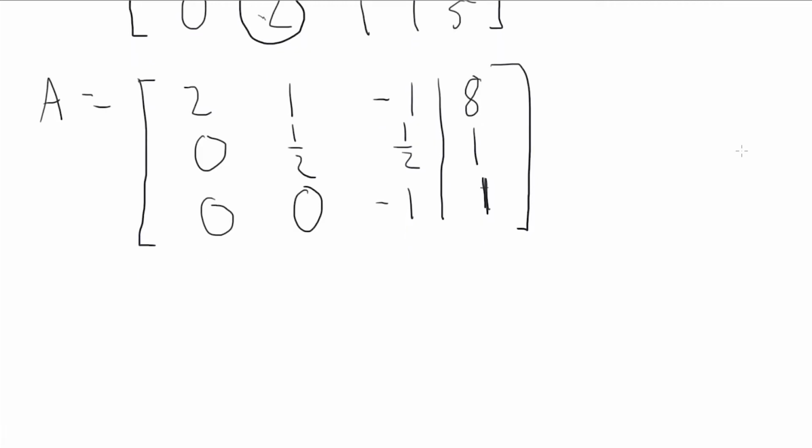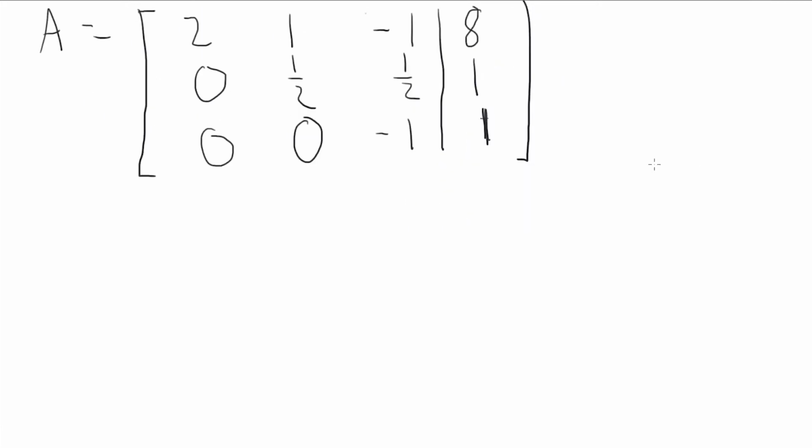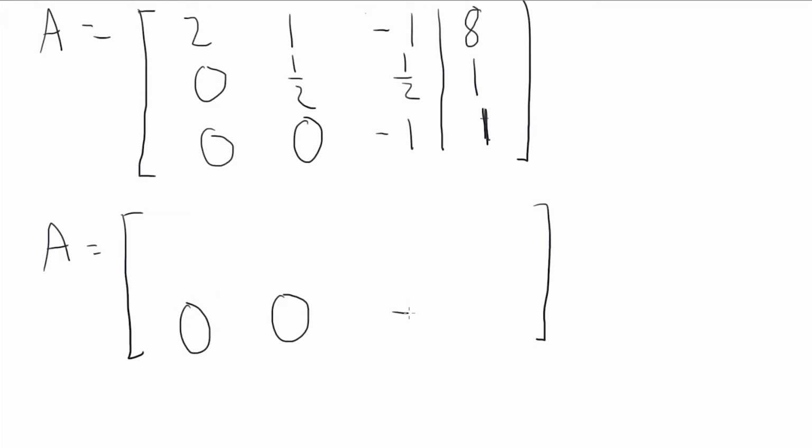So after that, what we want to do is now make these two values equal to 0. So how do we go about doing so? Well, let me just write this down really quickly. Line 3 is going to stay the same, so I'm just going to copy everything down. 0, 0, -1. Then we have this vertical bar and 1.